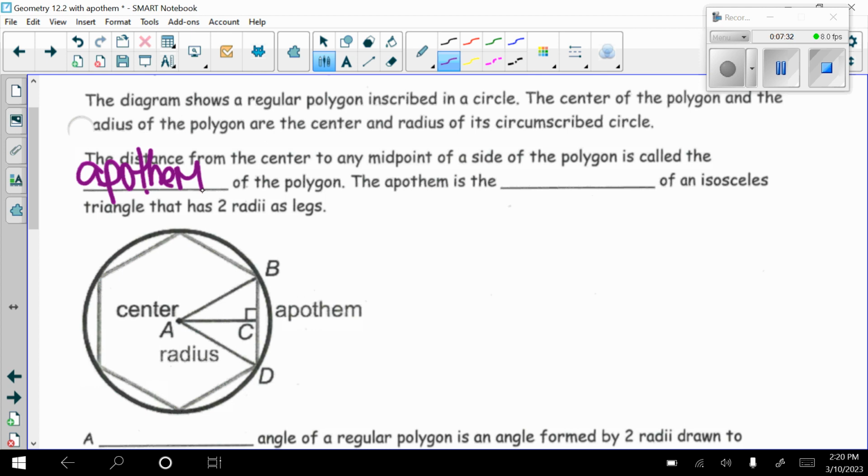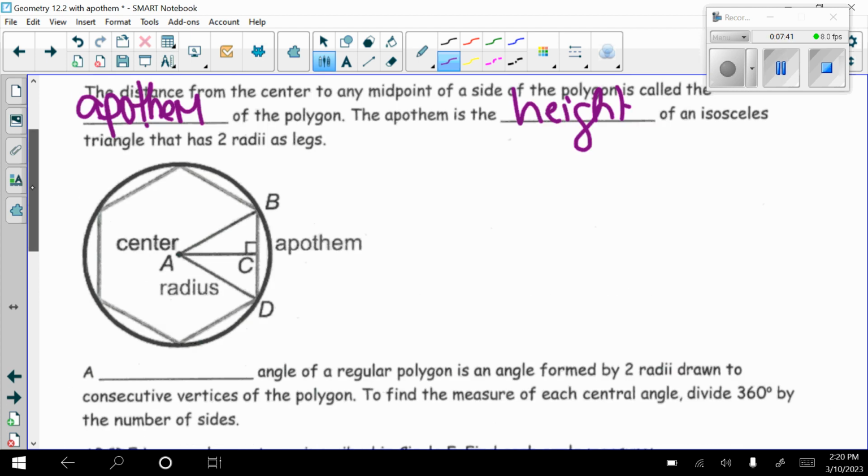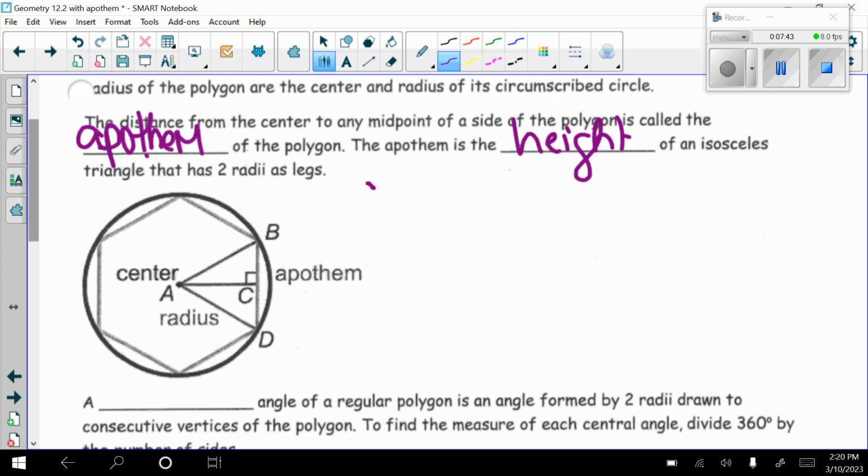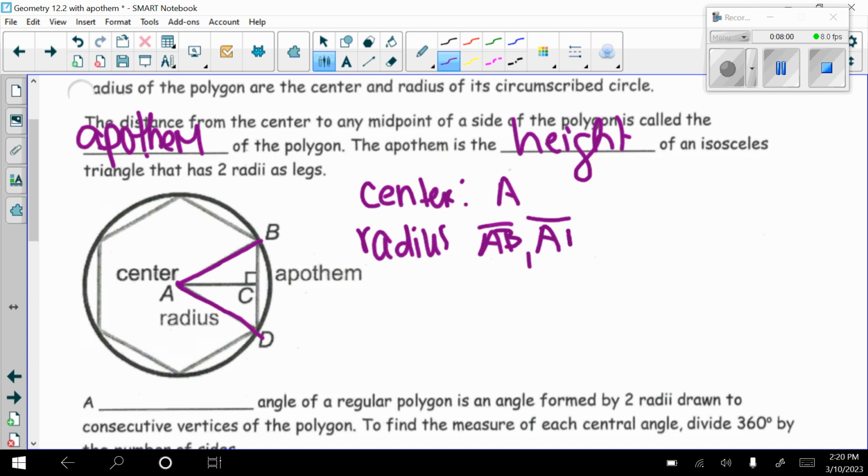The apothem is the height of an isosceles triangle that has 2 radii as legs. So if we look here, first let's just talk about what our center is. The center is point A, right? Let's talk about what a radius is. A radius goes from the center out to a vertex. So here I have AB and AD, which are both radii.